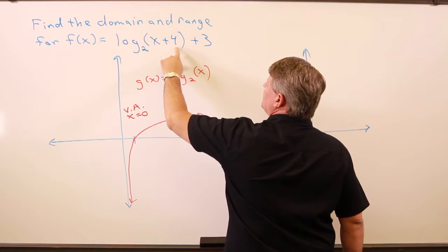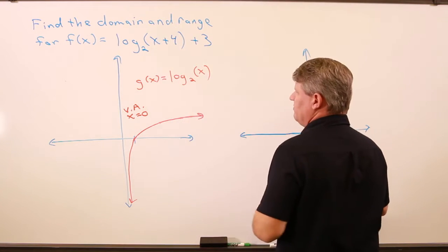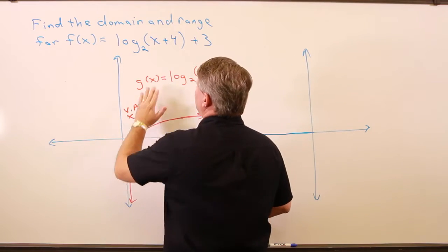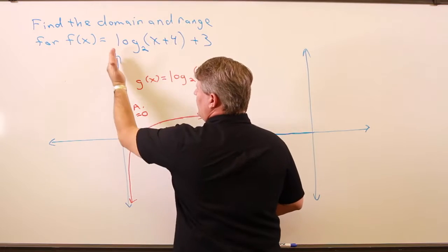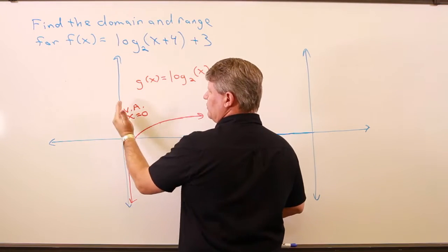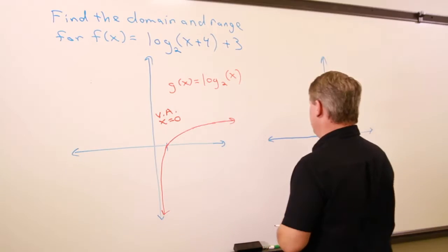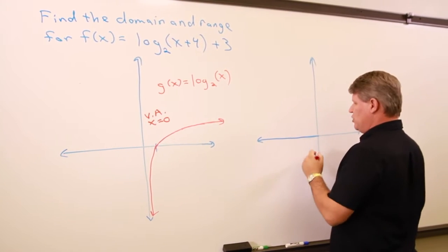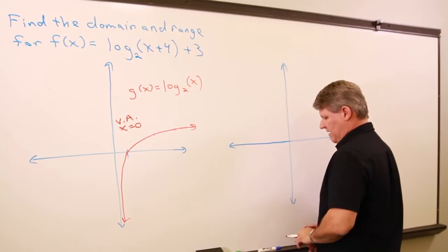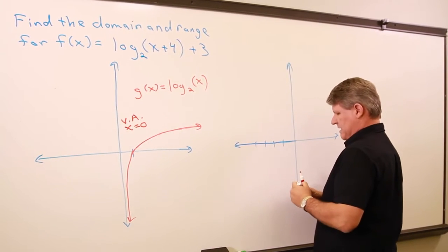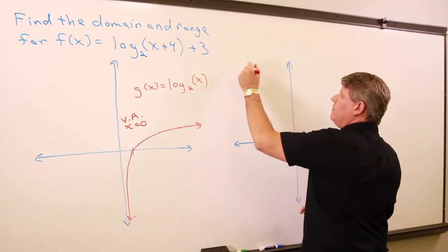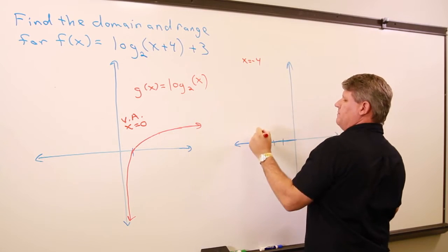Now, to find the domain and range of our function, I need to take this function and translate it. In this case, the plus 4 inside the logarithm means that we're going to take our graph and shift it to the left 4 places, which means our vertical asymptote, which started at x equals 0, will also be shifted 4 places to the left, and my new graph is going to have a vertical asymptote at x equals negative 4.